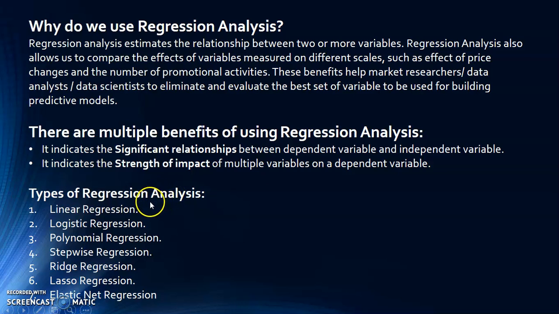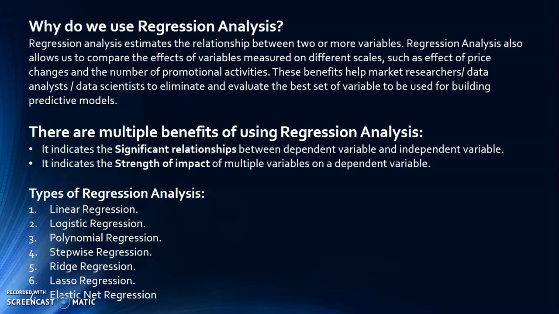Let us see the types of regression analysis. There are 7 types of regression analysis: linear regression, logistic regression, polynomial regression, stepwise regression, Ridge regression, Lasso regression, elastic net regression.